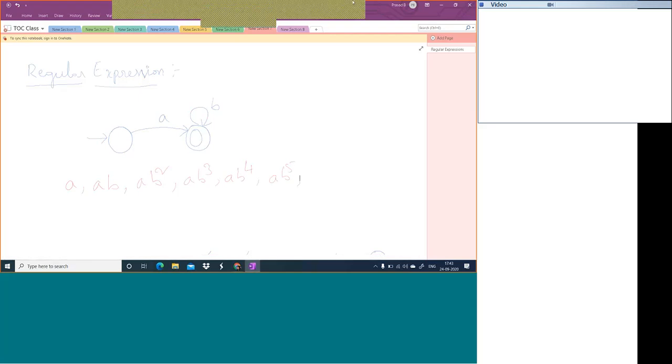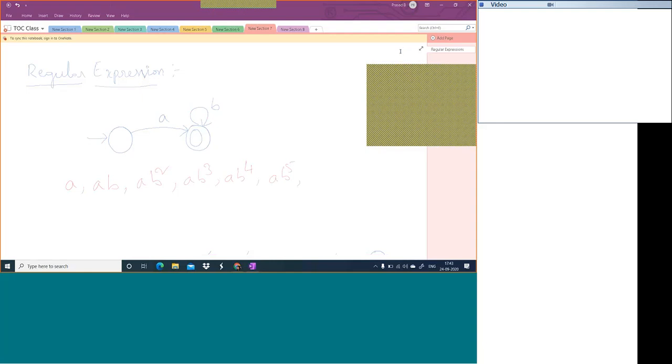Can you write all the strings accepted by this machine? No, sir, because it accepts infinite. It accepts infinite, yes. So like AB power 5, AB power 6, so on, infinite. So we cannot write all the strings accepted by this machine.